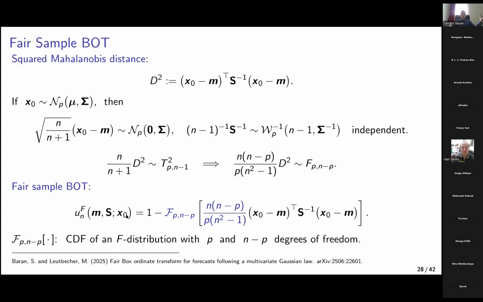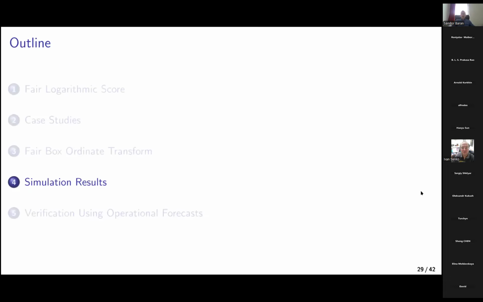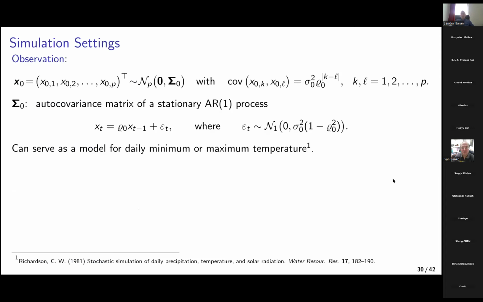Whatever the sample size, whatever the ensemble size, under this condition this should be standard uniform. So we wanted to test whether it's really true, and first we wanted to use computer simulations. The idea was the following. We followed the suggestion of Wilks and used the same type of simulation.